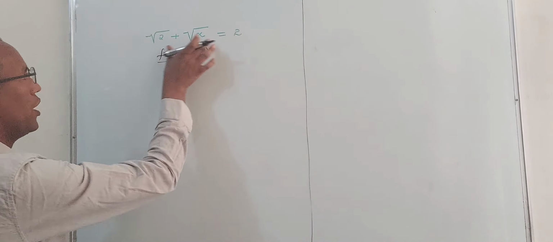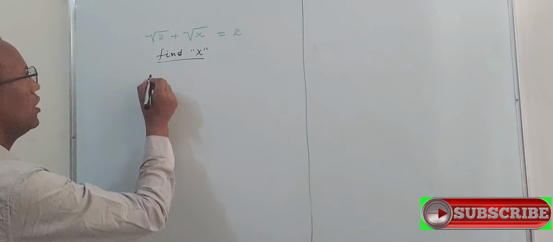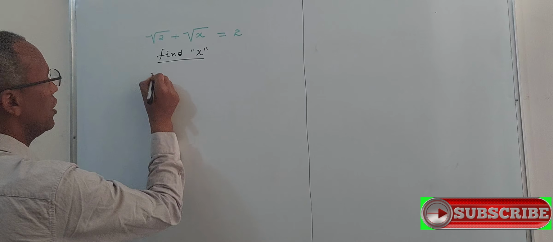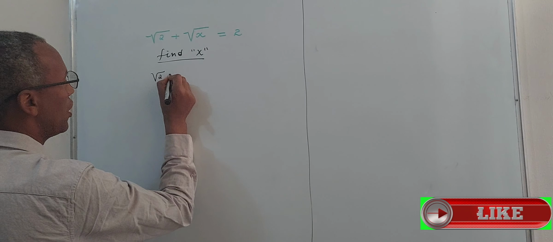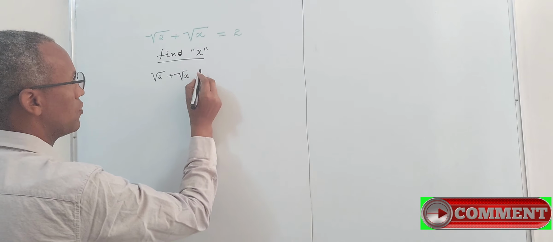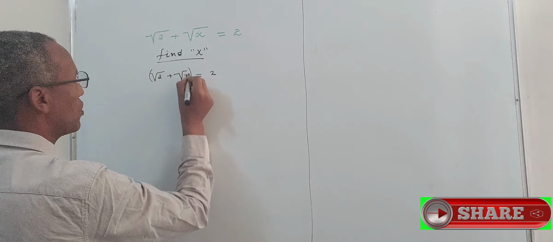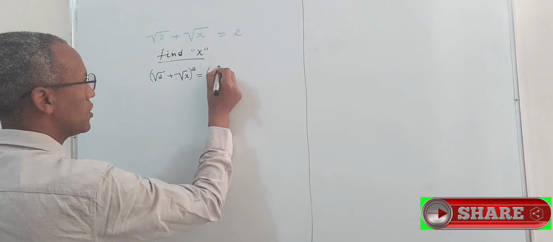So to find the value of x, what you can do is take the square of both sides. So what I'm trying to say is, the square root of 2 plus the square root of x is equal to 2. So you can take the square of both sides.